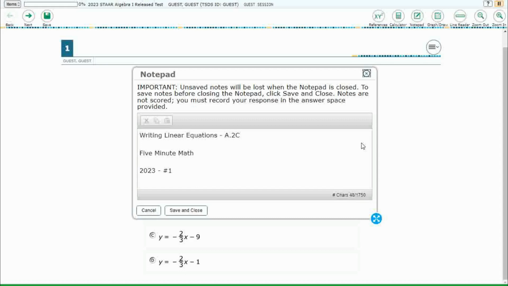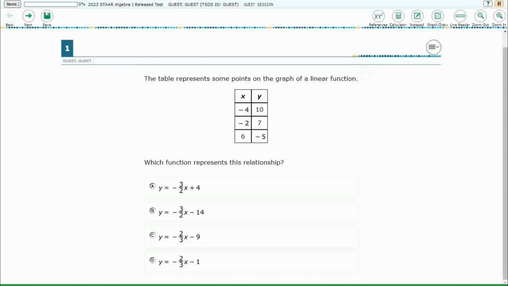Today we are looking at the Algebra 1 concept of writing linear equations. This is standard A.2C in the great state of Texas, and we are using item number 1 of the 2023 released STAAR test. If you haven't done so already, please pause the video, work this problem out on your own, unpause it, and we will look at our answers together.